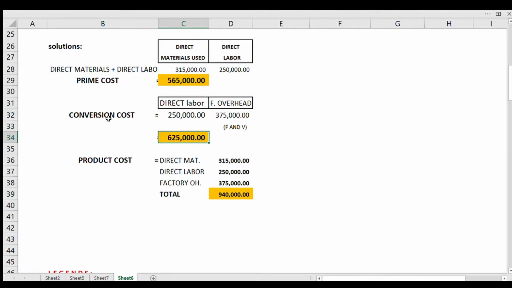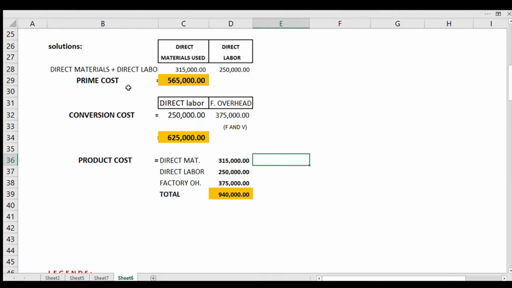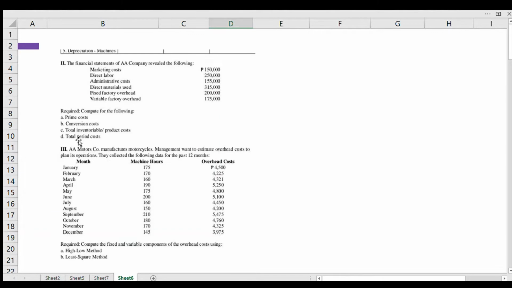Now, when we say product cost, we will consider all these three items: the direct materials used, the direct labor, and the factory overhead. So we just make the total of these three items: 315,000 for direct materials, direct labor cost 250,000, and total factory overhead during the production period 375,000, for a total of 940,000.